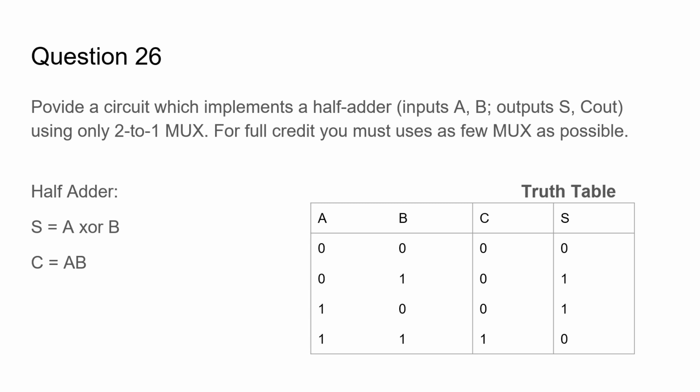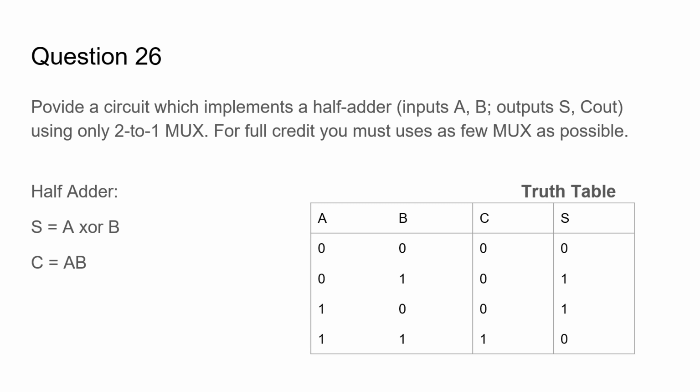A, B, C, and S. And the function is A plus B. If there is any carry output, then we must write 1 for the carry, as the sum is the least significant bit.